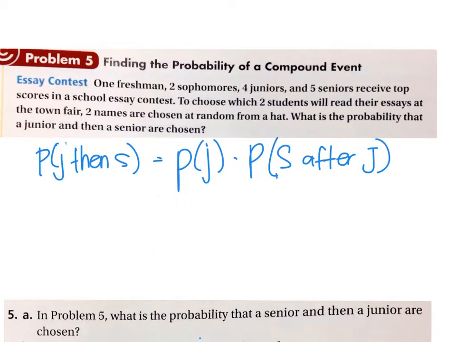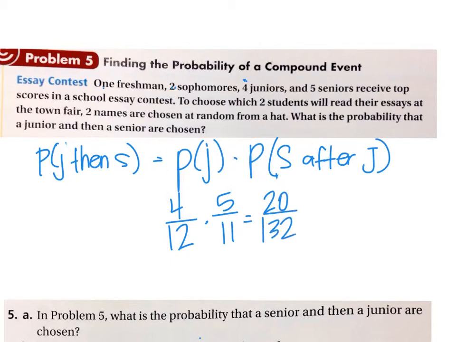So the probability of a junior is 4 out of 12. Yeah, 5 and 4 makes 9, and then 2 is 11, and then 1 is 12. So 4 out of 12. And then the probability of a senior after that is going to be 5 out of 11. If you multiply, you get 20 out of 132.